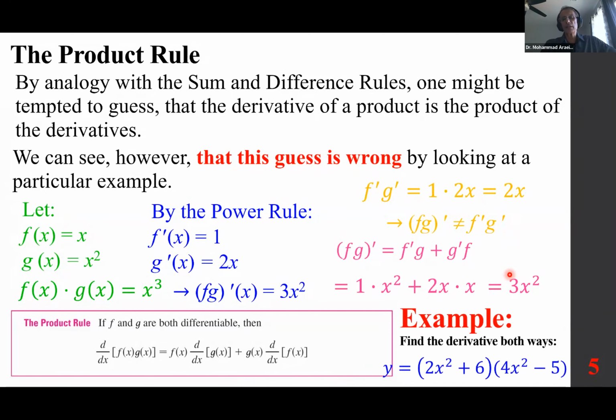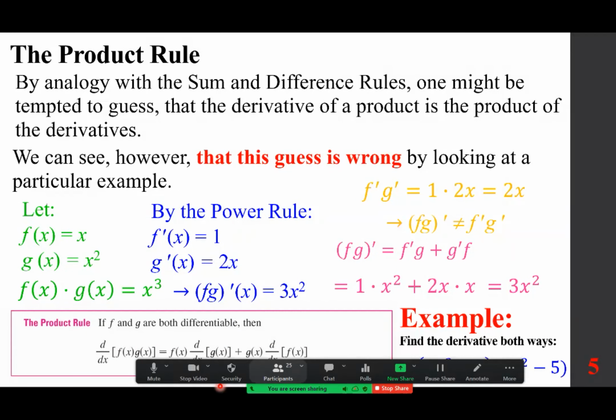I'd like you to try this at home two different ways. First, just distribute and use the power rule to finish the job. Second, by the method of this section, which is the product rule, where you again may have seen this format or the shorthand notation that I have mentioned.